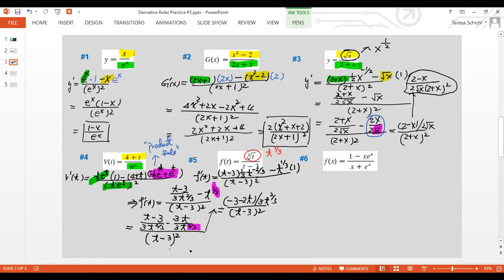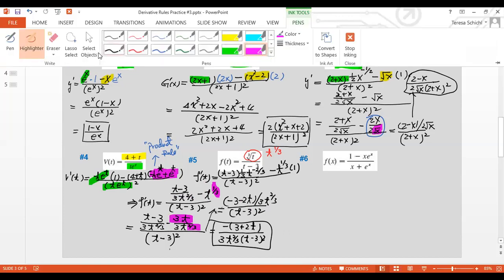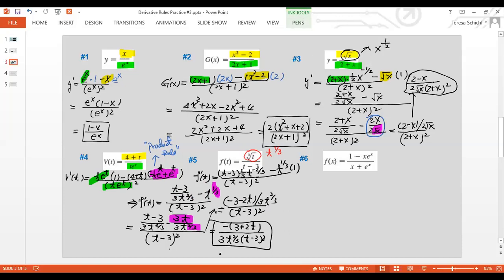Now finally, I can bring the denominator. So this is 3t to the 2/3, (t minus 3) to the square, negative, take it out, 3 plus 2t. Be very, very careful. I think most of the teachers sometimes will want you to combine these. So be very careful. If you have those exponents, how do you combine them from the common denominators here?